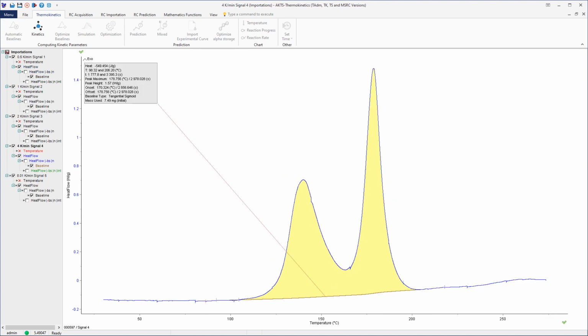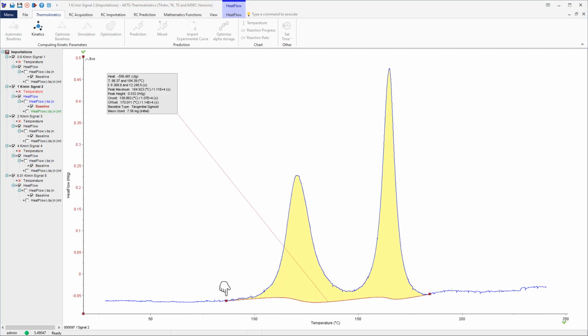After the automatic construction of the baselines, it is important to check whether the additional manual adjustment is necessary or not. It is necessary to check if the tangents at left and right limits are in line with the signals in constructed baselines.